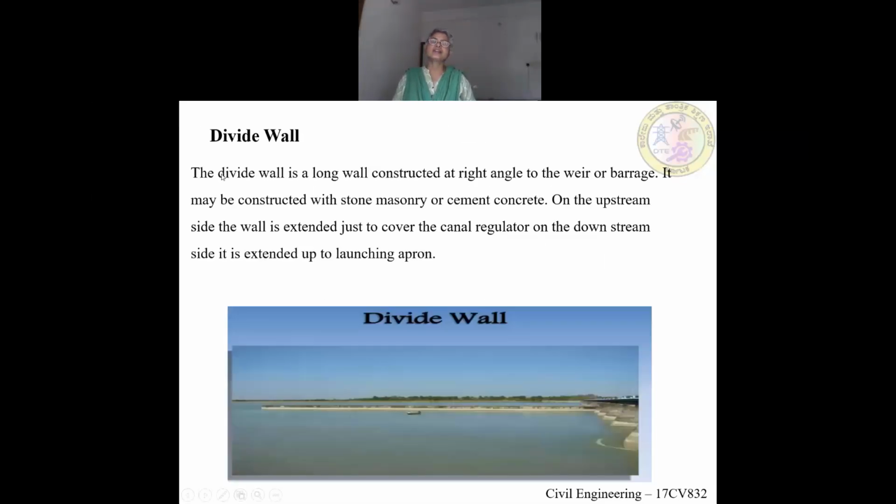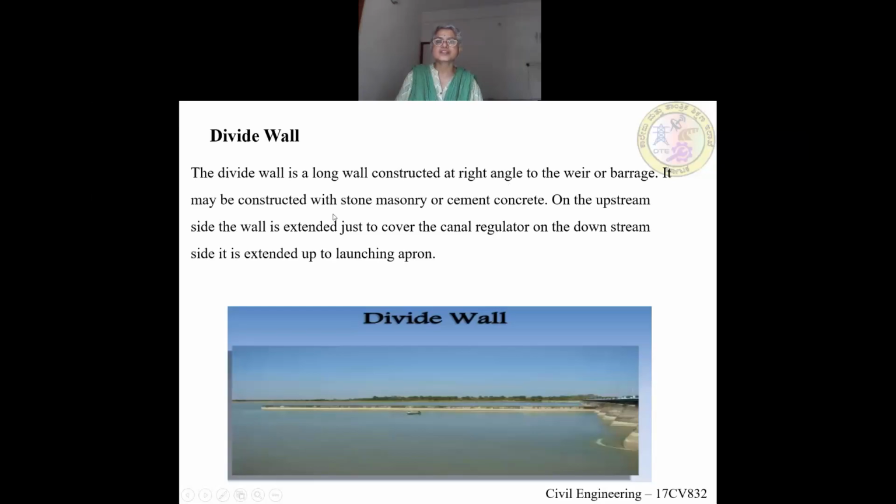Okay, then the divide wall, this is the other component. One component is the barrier wall, which can be a weir or a barrage, whereas this is a divide wall. The divide wall is constructed perpendicular to the weir or the barrage on the upstream side. This is the divide wall. The divide wall is a long wall constructed at right angle to the weir or a barrage.